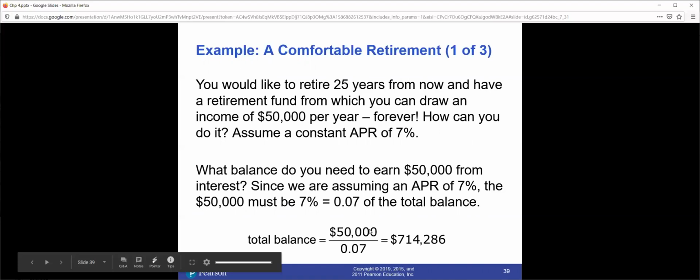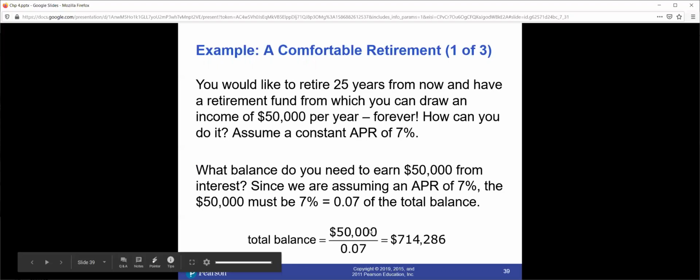Let's take these ideas and do a question with them. You would like to retire 25 years from now and have a retirement fund which you can draw an income of $50K per year forever. So after you retire, you will have an income of $50,000 to spend as you wish until you die. How can you do it? Assuming a constant APR of 7%.